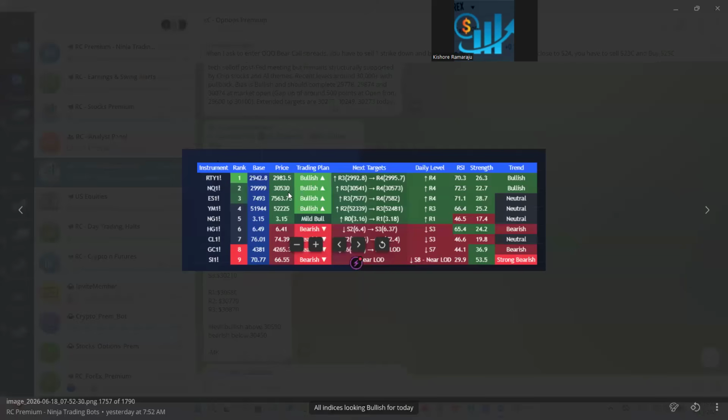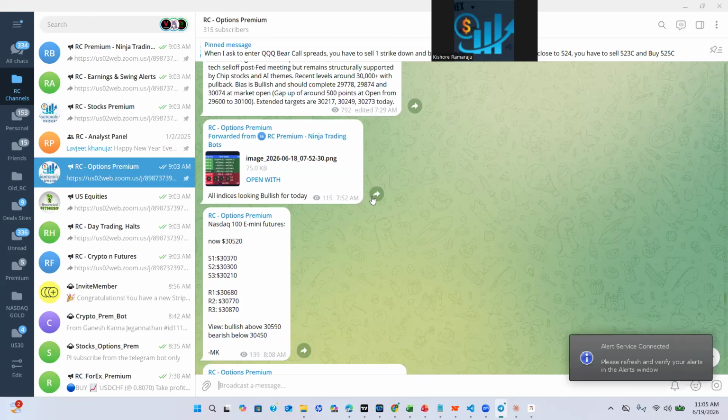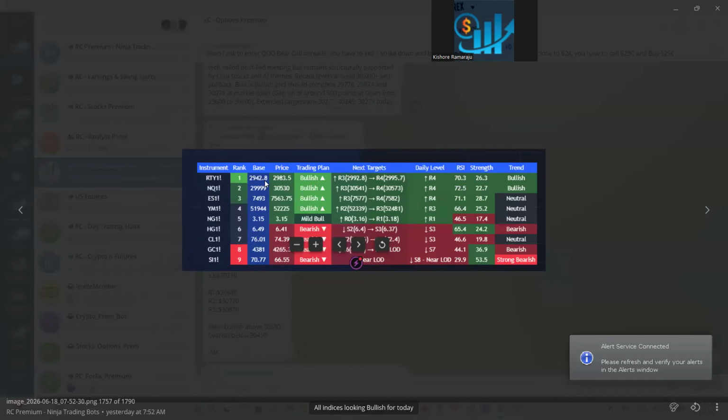Our indicator will tell you that, okay, RTY, this was at 7:50 in the morning, right? All indices looking bullish. So base price for the day is 29.42, but RTY was at 29.83. That means the trading plan is we should mainly look at the buy signals. The next targets are 29.92, 29.95.